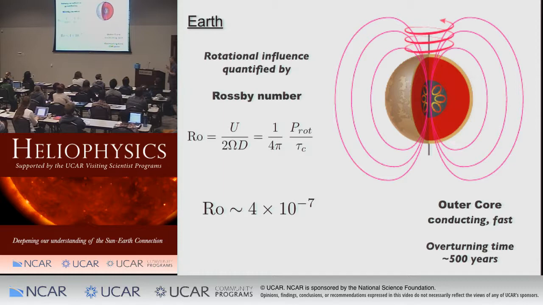But you can make different estimates. Mixing length theory, if you know the luminosity or the heat flux, can give you an estimate of velocity. And later, the dynamical balance or something called Mach balance. So if you know the magnetic field strength and the rotation rate, you can estimate what the velocity might be.